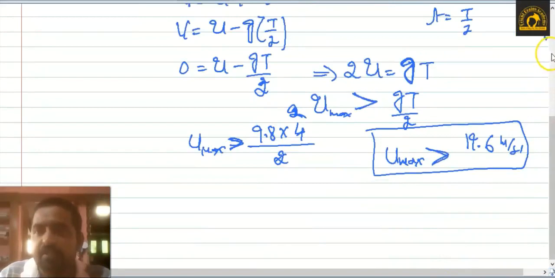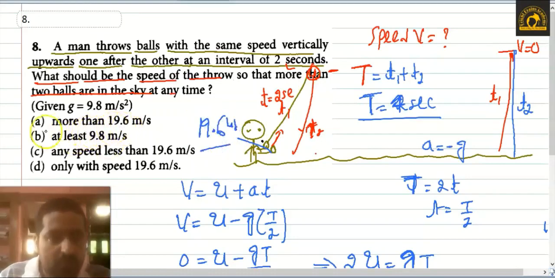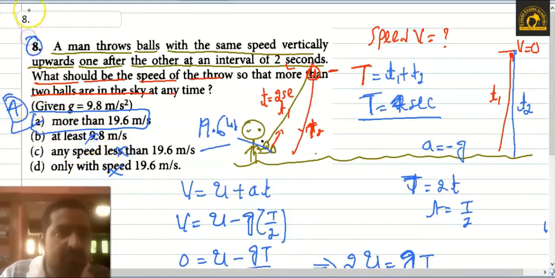The speed required for the balls to be in the sky is 19.6 meters per second, so more than 19.6 meters per second. That is, option A is the correct answer. Lesser than that, no, and at least 9.8, no, it must be more than that. That is the answer for this question.